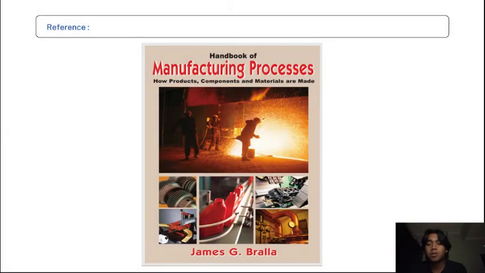Before we go to the topic, I want to mention my sources. It is from Handbook of Manufacturing Process: How Products, Components and Materials Are Made by James G. Bralla, and I take another source from journals from Google.